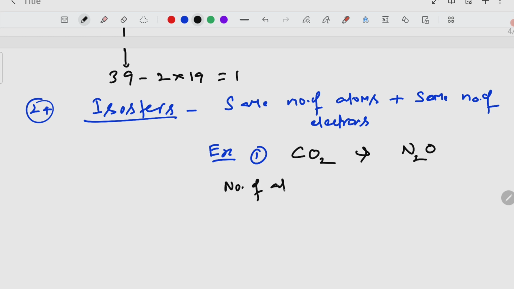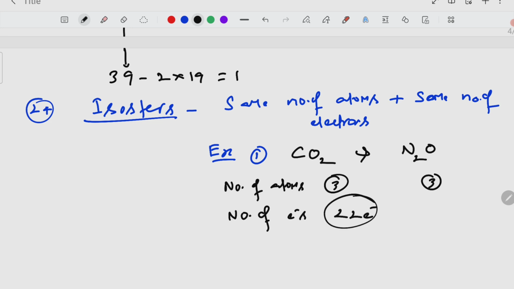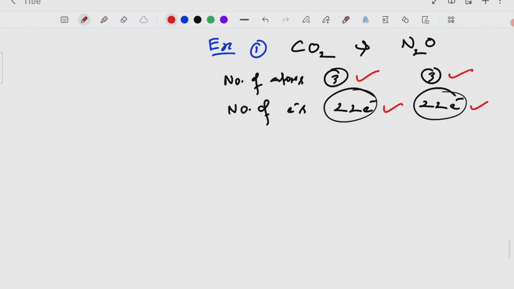How many atoms here? 3 here, 3 here. So how many electrons? Carbon has 6 electrons, each oxygen has 8 electrons, overall 2 into 8, 16 plus 6, 22 electrons. Here 2 into 7, 14 plus 8, so overall here also we get 22 electrons. Both are satisfying: same number of atoms, same number of electrons. Hence, such pairs are referred to as isosteric pairs.